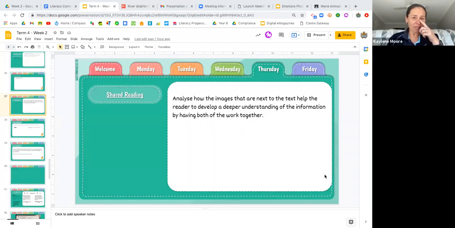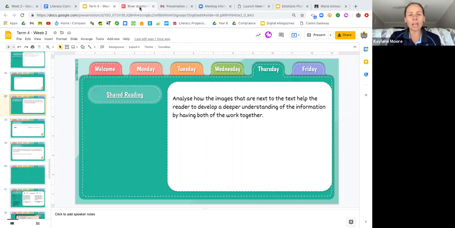Okay, year 6. So today for shared reading, we're going to be looking at the images and how important they are to help the reader develop an understanding of the information they are getting in the text. So yesterday we talked about having a glossary, and that helps us understand the text. Pictures and visual things also help people depending on what kind of learner you are. So sometimes, I know for me, I like looking at images, and that helps us understand the text just as much as having a hyperlink for a glossary.